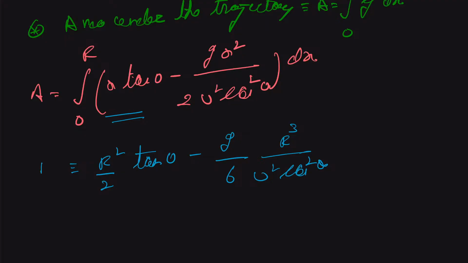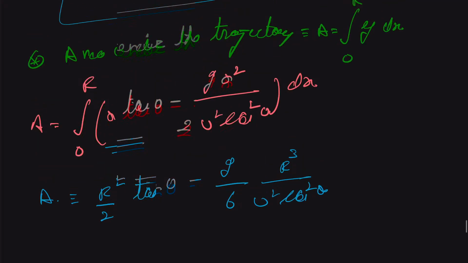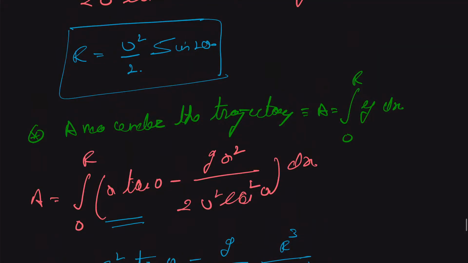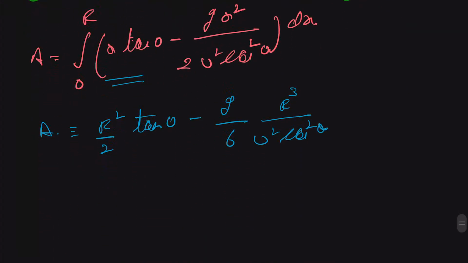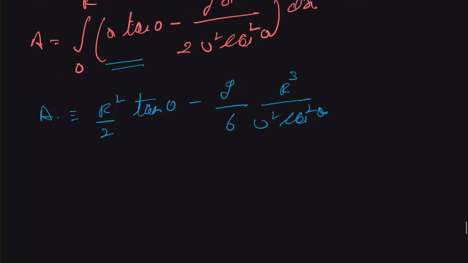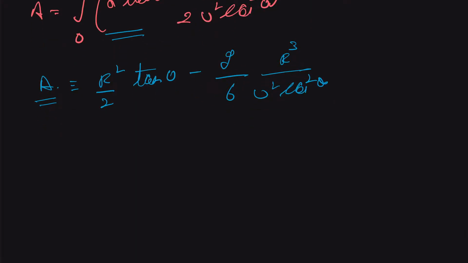So this is our total area under the curve, but we have to find out the maximization of this. And we already know the value of our range, that is v square by 2 sine of 2 theta. Everything will be in theta, so we can easily differentiate it with respect to theta, because we have to maximize area for a particular value of theta.